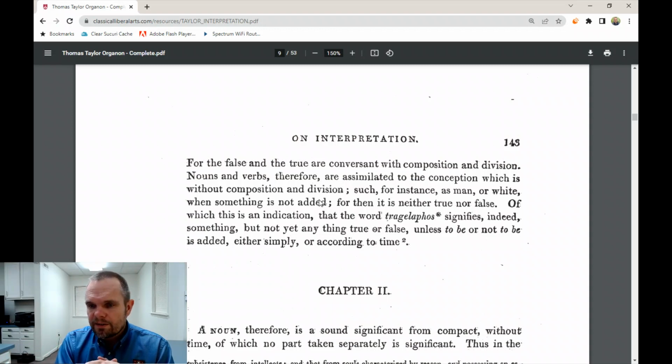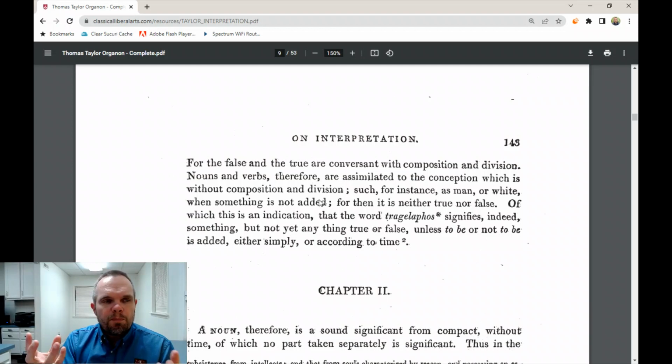of which this is an indication that the word tragelaphos signifies something, but not anything true or false. So let me explain what this means, because this is a Greek word and there's no way for you to understand it in English.